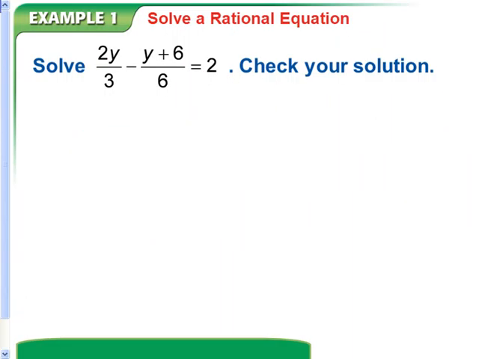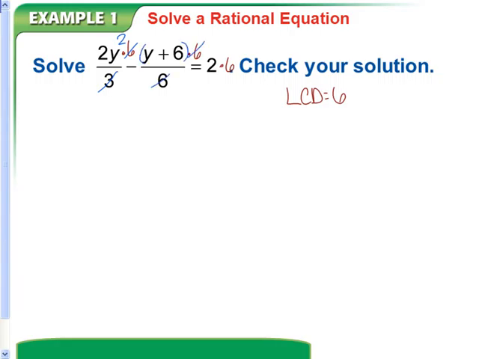Okay, let's try another one. Again, we're going to start by stating the least common denominator. The least common denominator out of 3 and 6 is just 6. So all we're going to do is multiply both sides, which in essence just multiplies every individual piece by 6. All right, then we're ready to cancel. So we can have a 2 left on top there. This 6 cancels that 6.